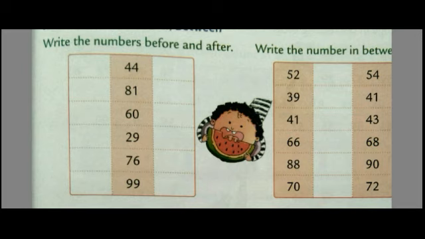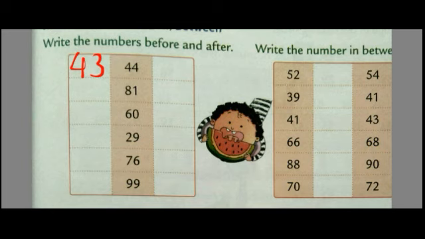So first see the number given in the tens place, that is 4. It will be the same, only the number in the ones place will change here. What is the number in the ones place? 4. And we are writing the number that comes before. So what comes before 4? 3. Yes, correct. So 3. That means 43 is the answer. 43 comes just before 44.